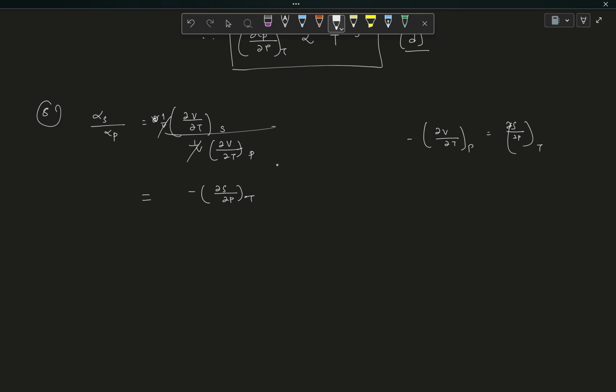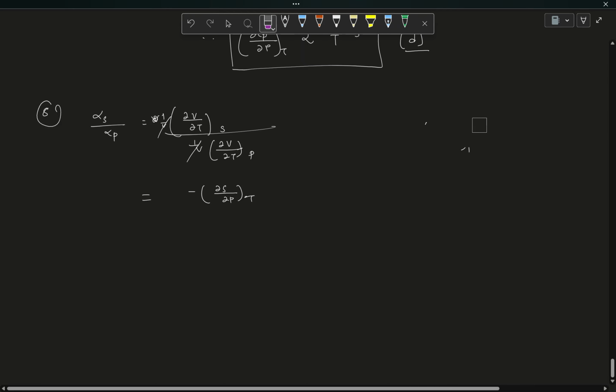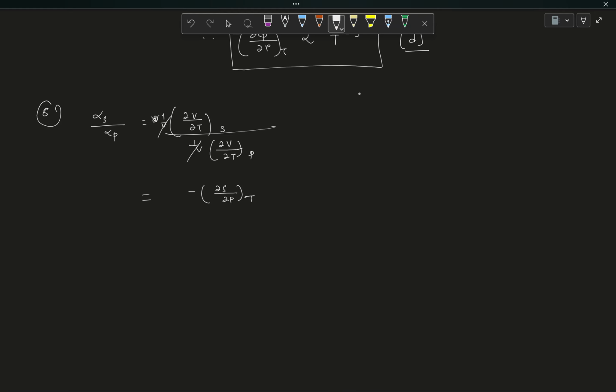Sorry, I made a mistake. This was not the relation, because there is a constant entropy term here. So del V del T at S constant is basically, the formula is del T del V at S constant is equal to minus del P del S at V constant. So this is the reverse of that.